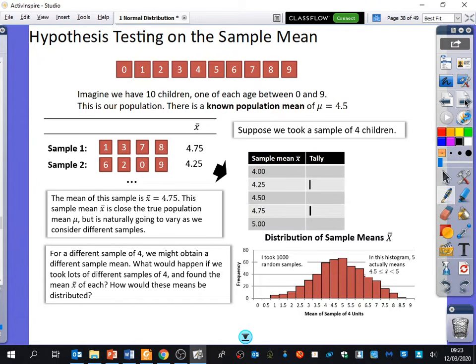Or has my machine broken a bit and is putting too much chocolate in, and actually we're underselling the chocolate. We're actually giving people more chocolate than they need.